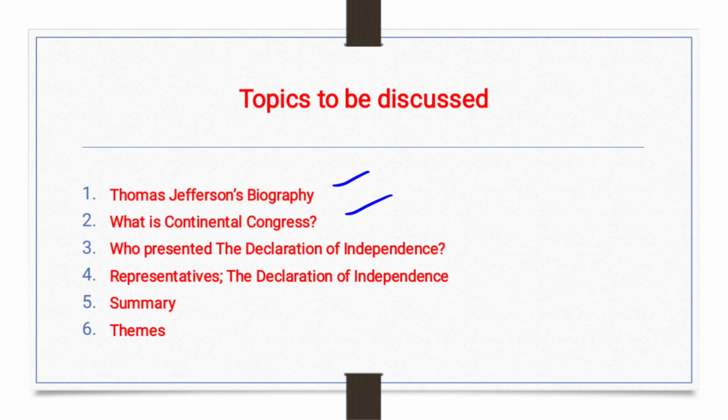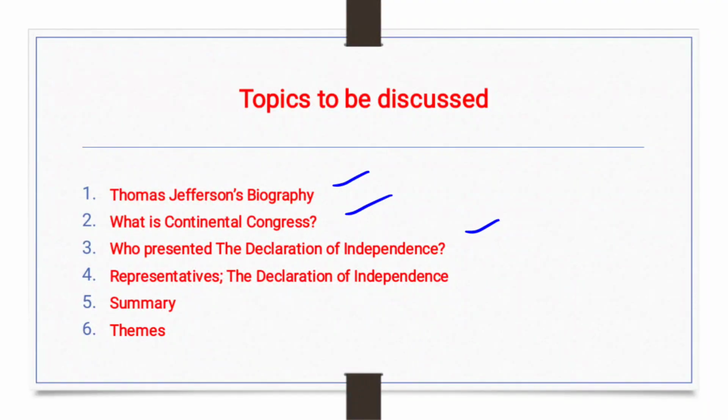1776. The Continental Congress continued to meet throughout the Revolutionary War and played a critical role in organizing the war effort and maintaining the unity of the new United States of America. After the war, the Congress was replaced by the United States Congress, which was established by the new Constitution in 1789. And the third question you might have in your mind is: who presented the Declaration of Independence?